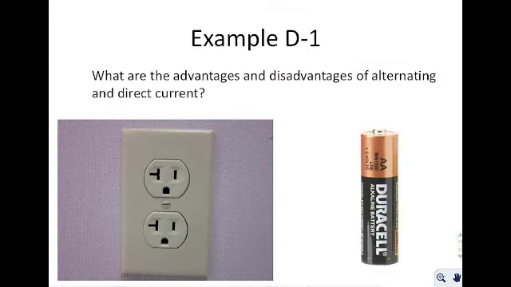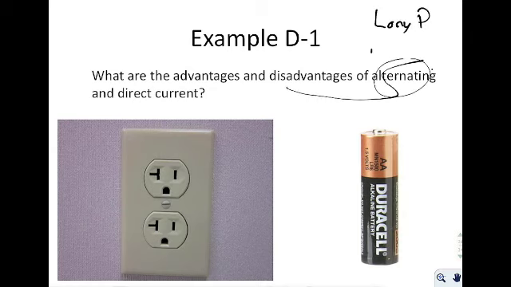So what are the advantages of each? Well, we've talked about these. Alternating current can travel long distances and you can change the voltage. Direct current is what we use in devices. But the disadvantage is you can't send it over a long distance.